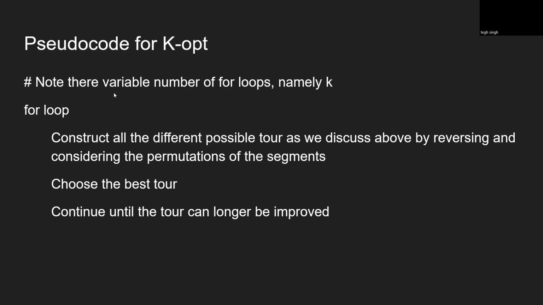This is the general pseudocode for k-opt. We have the for loop. Again, the edges need to be disjoint. One of the key things to note is that we have a variable number of for loops. To implement this is a bit difficult, but as it turns out, if you do a bit of Googling, there's a way to do so using recursion. Anyhow, we construct all the different possible tours as we discussed above by reversing and considering the permutations of the segments, choose the best tour, and continue until the tour can no longer be improved.